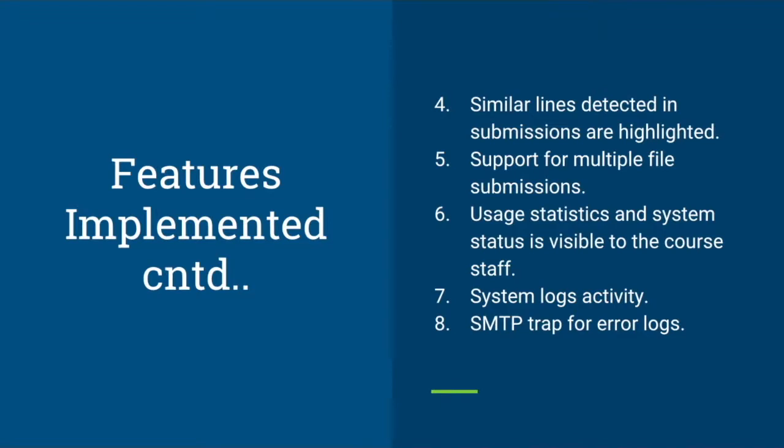The sixth one is showing the usage statistics, that is, the number of times the plagiarism runs have been performed and the system status to the course staff. The seventh one is logging the activity in the system. For example, if a student uploads an assignment, all its details will be logged. The eighth one is SMTP trap for error logs. So whenever an error occurs, the details of the error is emailed to the course staff.